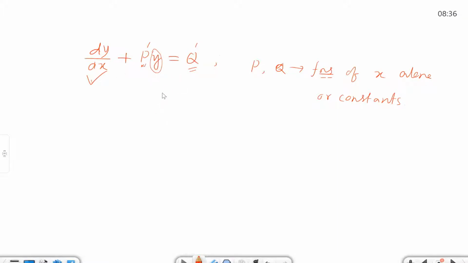This is a linear differential equation in y, because the power of y is 1.